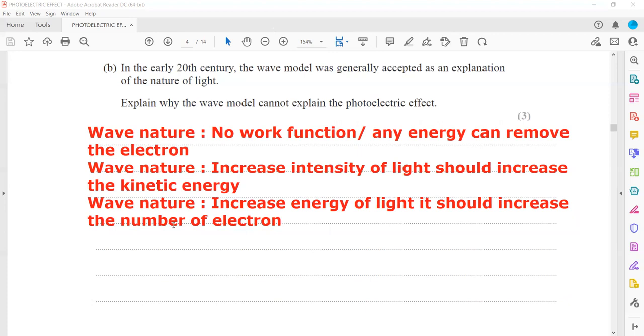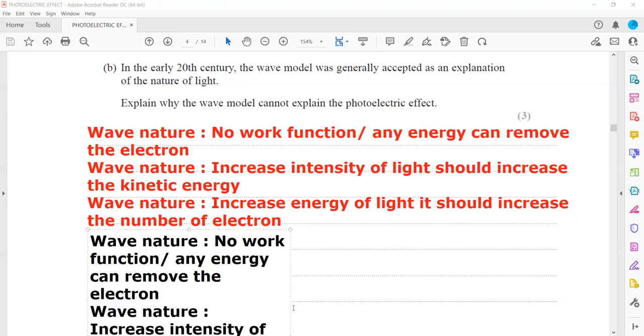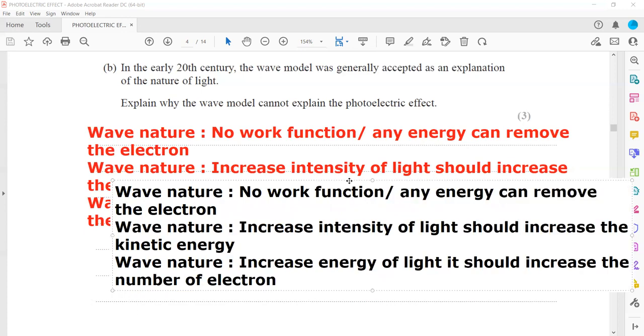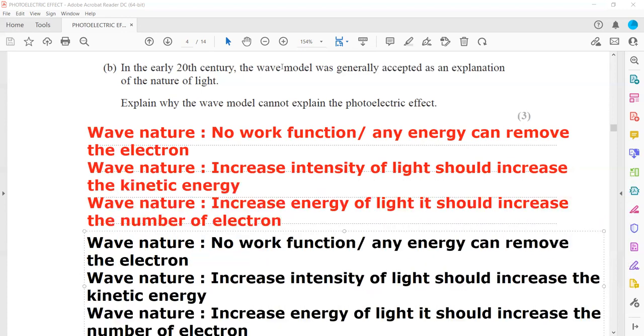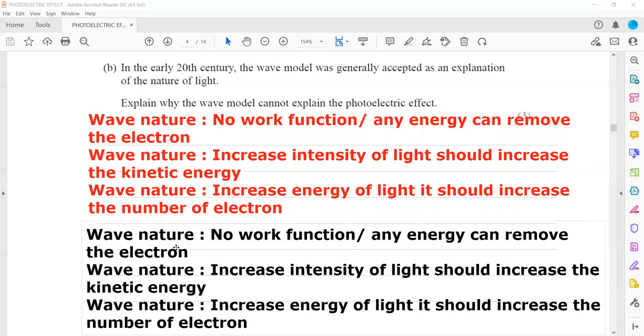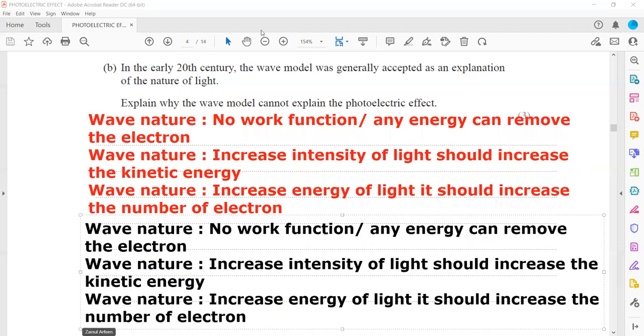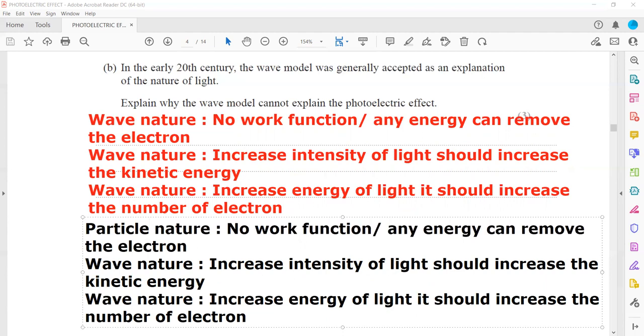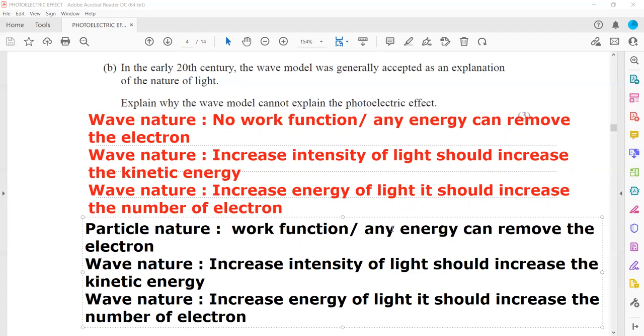What happens is totally opposite. According to particle nature, because we are comparing them, wave nature suggests there should be no work function, but according to particle nature, there is a work function. And not any energy can remove the electron. There's a specific amount of energy needed to remove an electron.